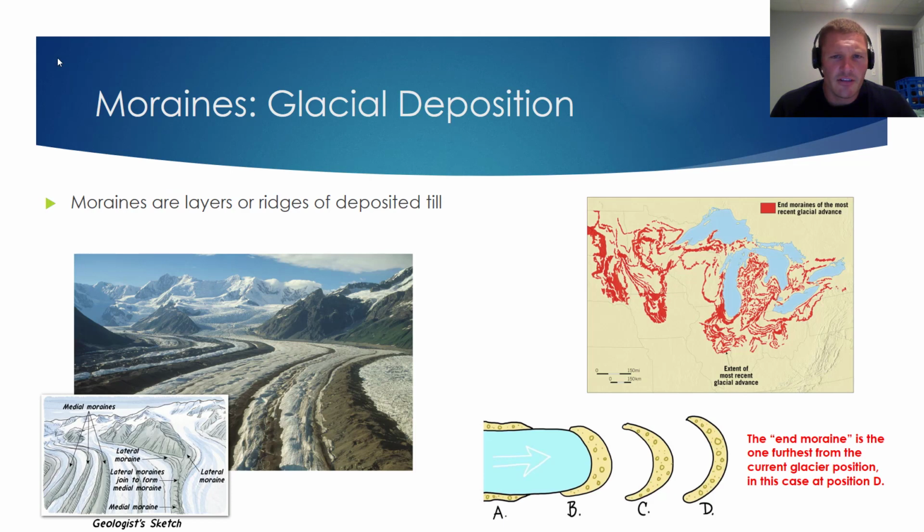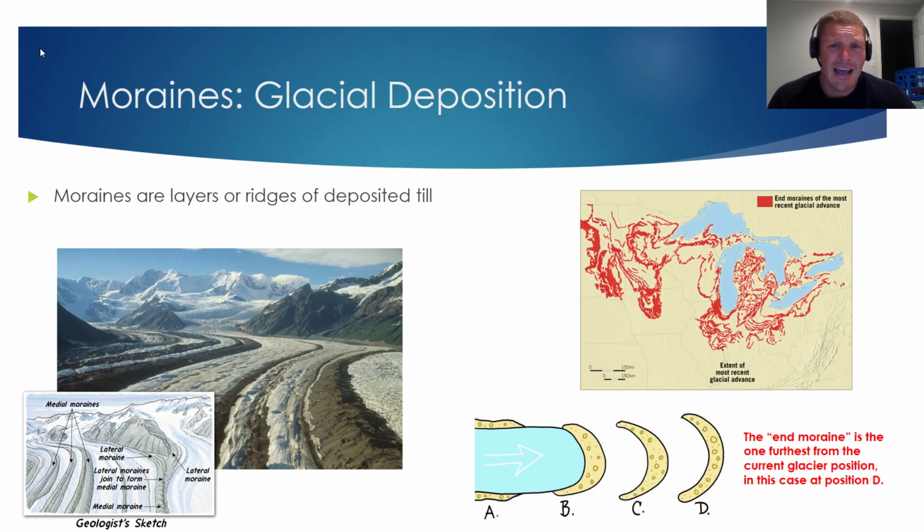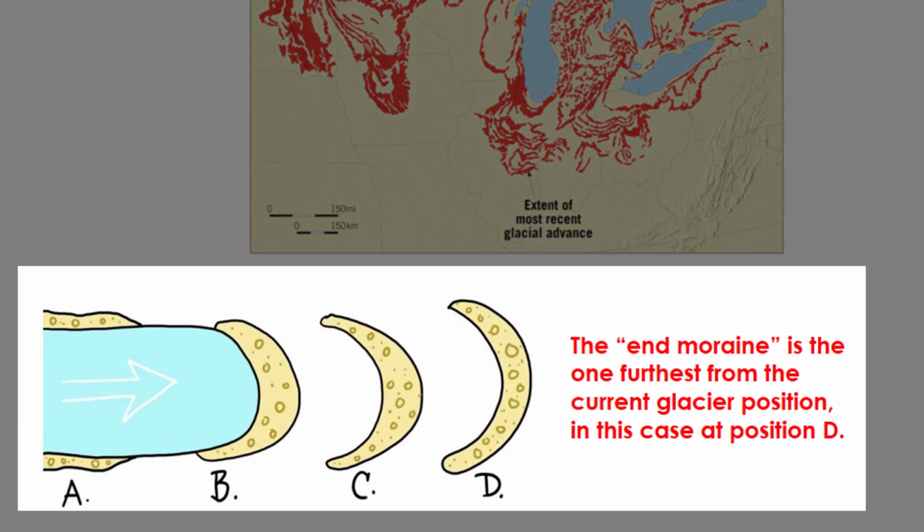Our final consideration in this video podcast is moraines. Specifically, I'd like to focus on the end moraine, because the formation of end moraines is very dynamic. If you take a look at this picture, the end moraine is the one furthest from the current glacial position. The end moraine occurs at position D. It's the furthest out moraine that this glacier was capable of making.